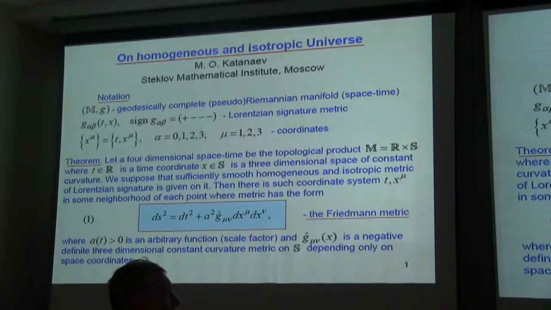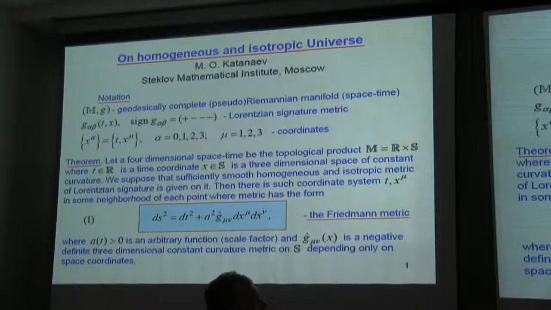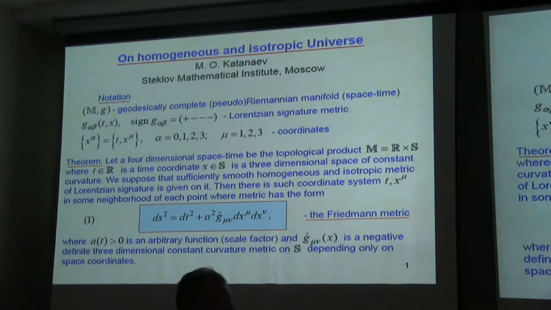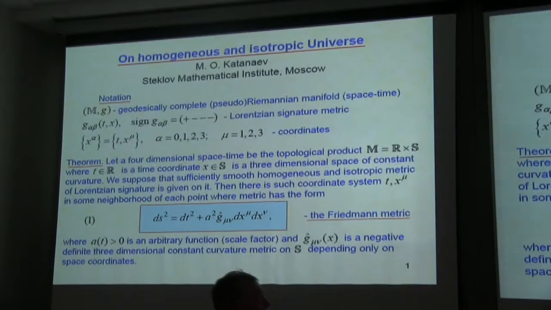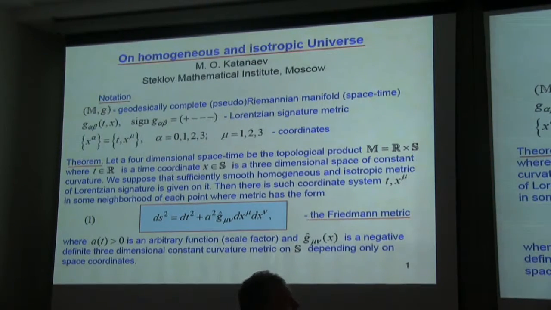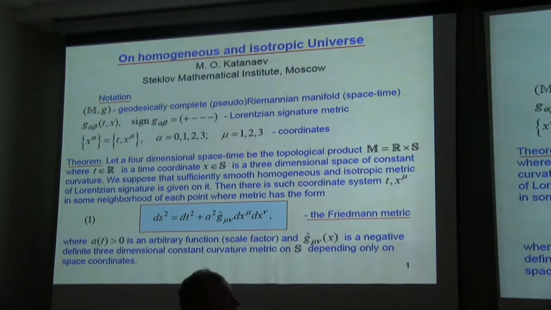We consider a pair (M, g), which is geodesically complete: a Riemannian manifold, or spacetime in general relativity. We suppose that there is a Lorentzian signature metric and denote coordinates by x^α. If Greek letters are taken from the beginning of the alphabet, they run from 0 to 3. If we take indices from the middle of the Greek alphabet, they run only over space indices 1, 2, 3.